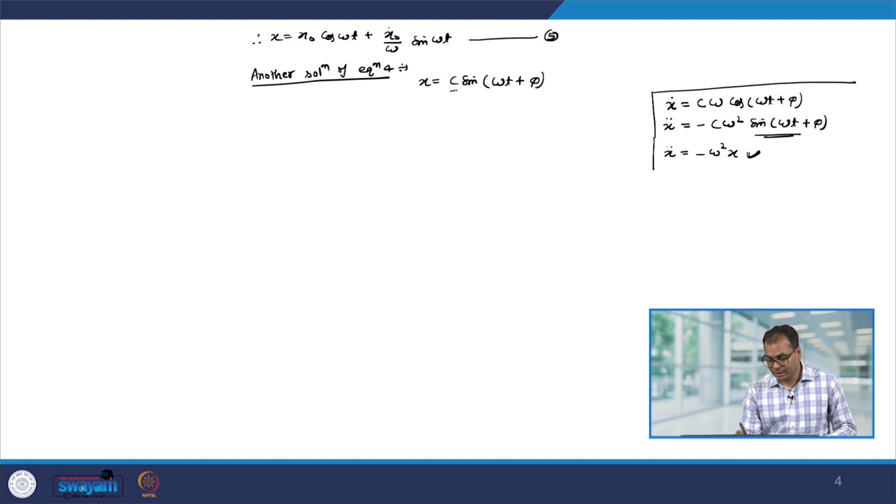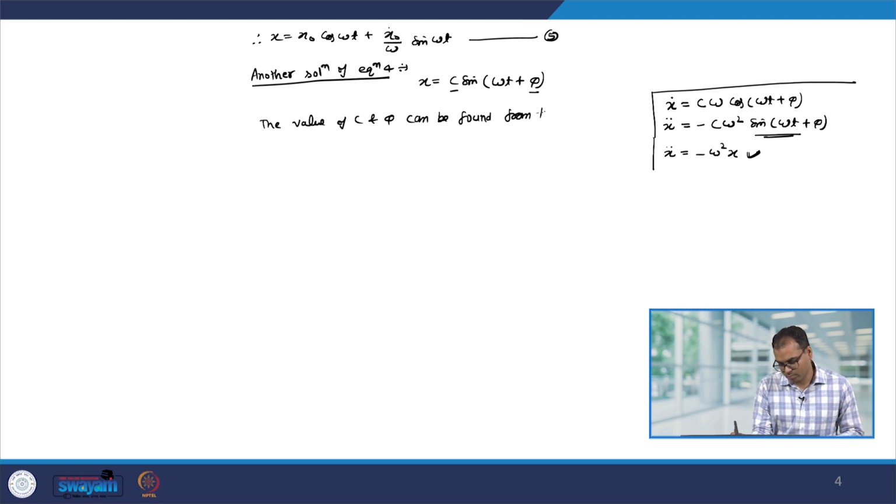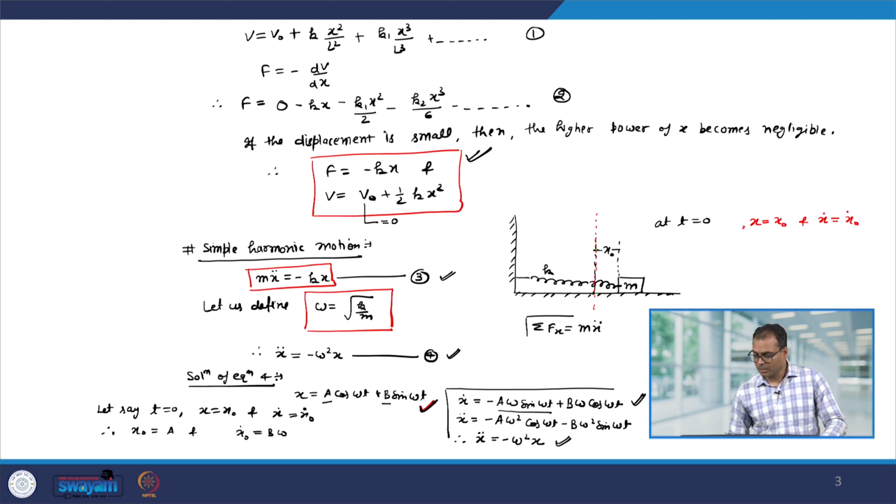Here the constants are c and phi, and their values can again be found out from the initial condition. And remember the initial condition, we have at t equal to 0, we have x equal to x naught and x dot equal to x naught dot.